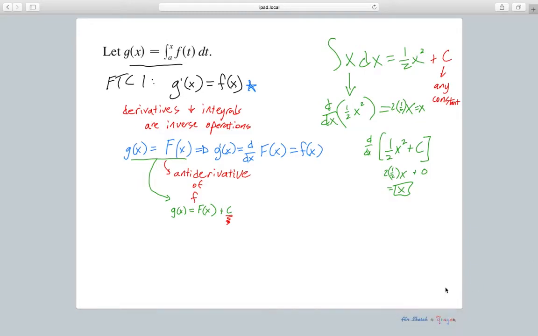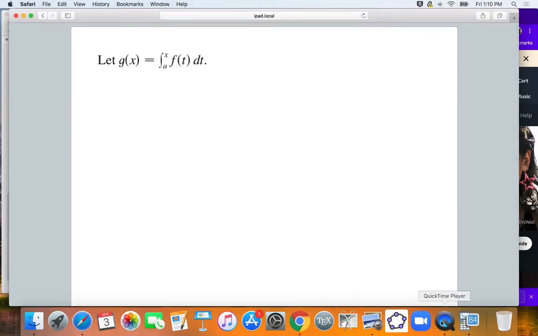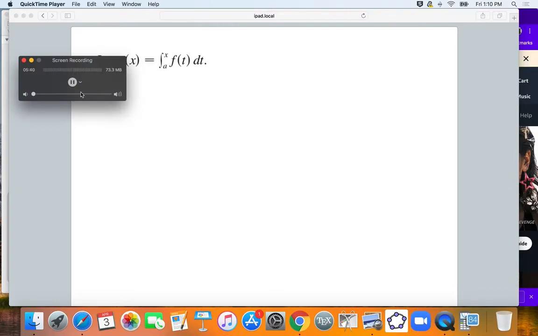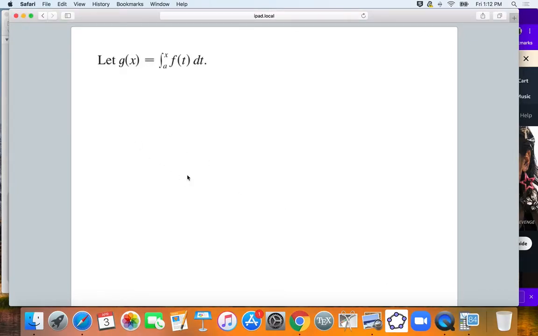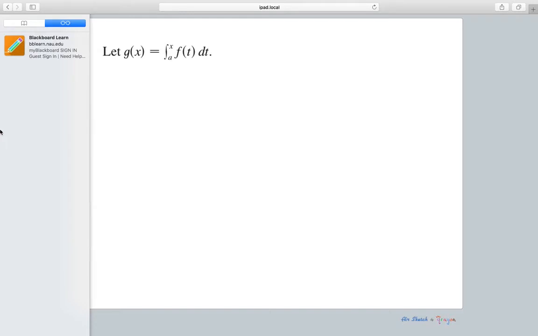Right, so now how does this apply to the fundamental theorem of calculus part 2? Well, FTC 2 really just is going to show us how we deal with what we call definite integrals. So integrals where our endpoints, our limits of integration, are both constants. Okay, so let's do it. We're going to keep our definition of g of x as is.